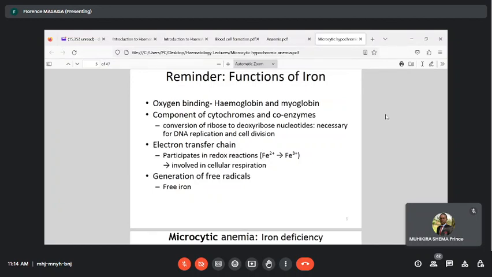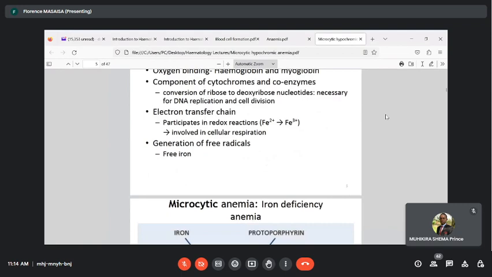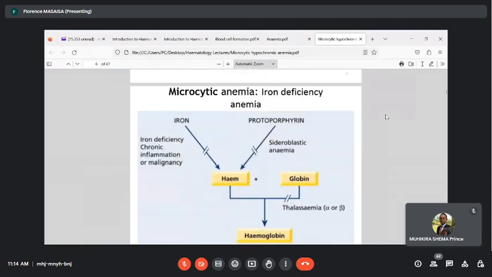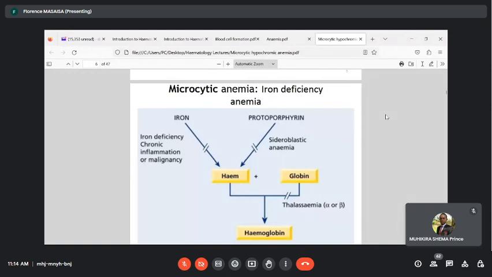It participates in the redox reaction by converting ferrous ion to ferric ion, which is more absorbed in the body. So iron deficiency also has a mechanism. If there is an iron deficiency here, we have a deficiency in iron incorporation in the heme molecule. It may be seen in case of iron deficiency, chronic inflammation, or malignancy, where the iron cannot be incorporated in the erythropoiesis.